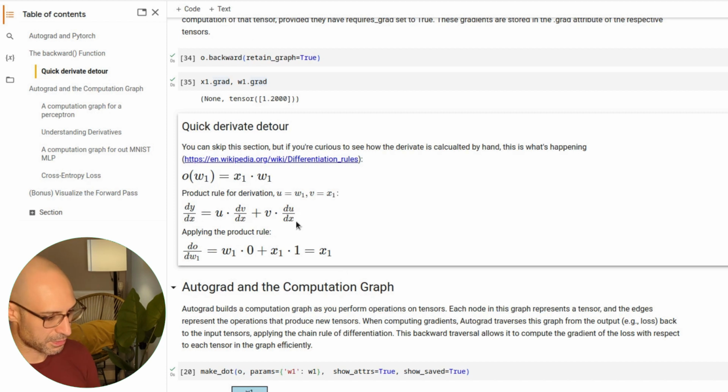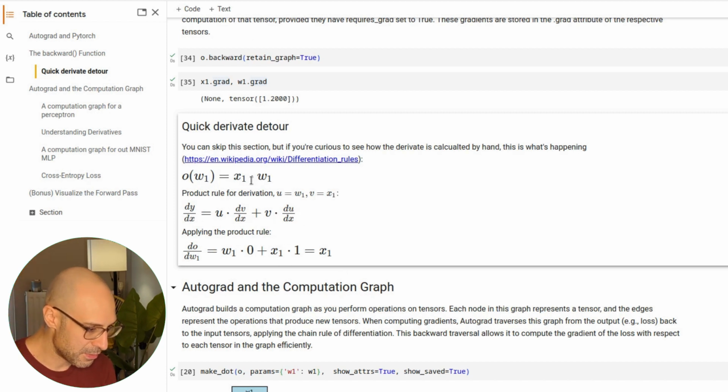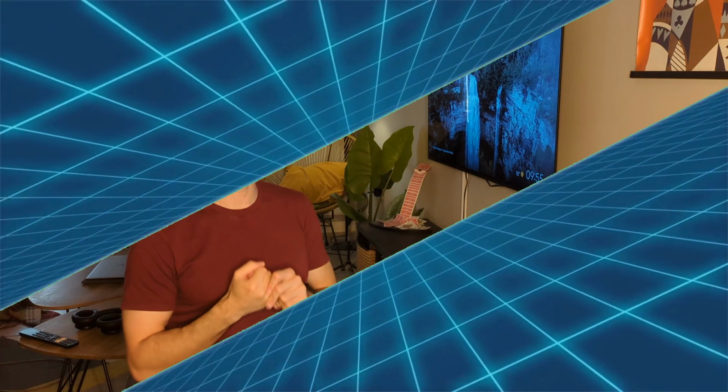And then the second term is the value of x1. This is this v here, the value of x1, and then the derivative of the weight with respect to itself, which essentially is 1, and this ends up giving us x1.